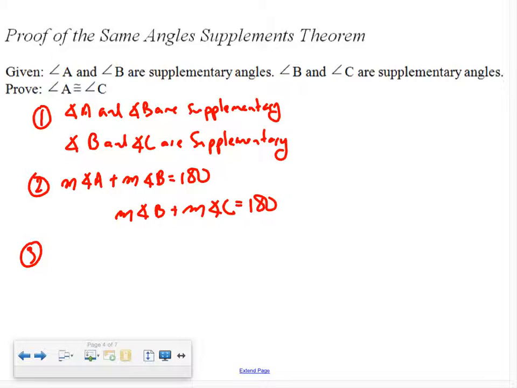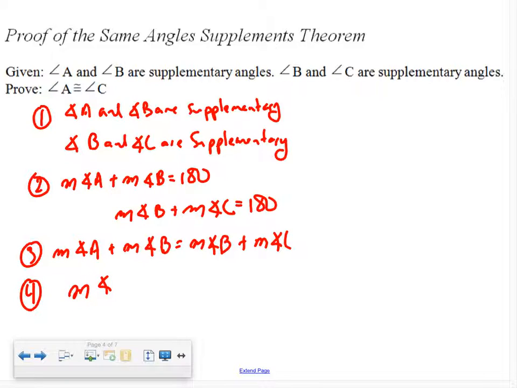Three, the measure of angle A plus the measure of angle B equals the measure of angle B plus the measure of angle C. 4, the measure of angle A equals the measure of angle C. And 5, angle A is congruent to angle C. So you want to pause it here so you can come up with the reasons yourself.